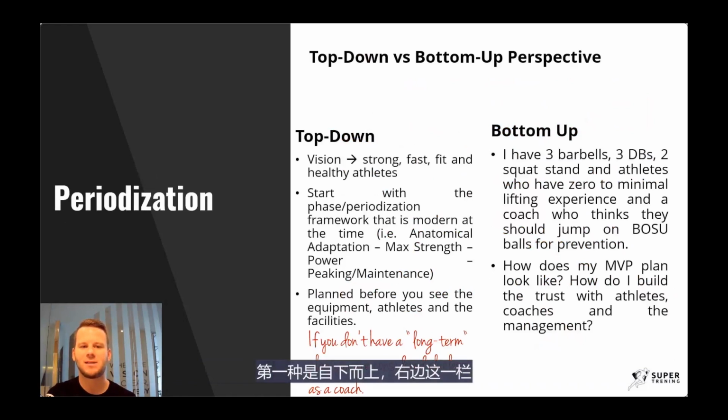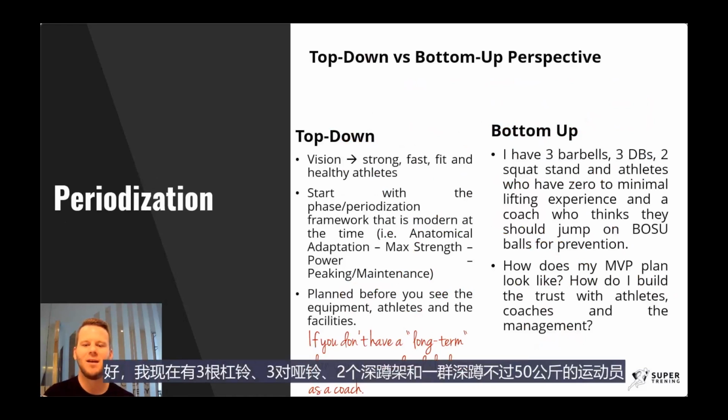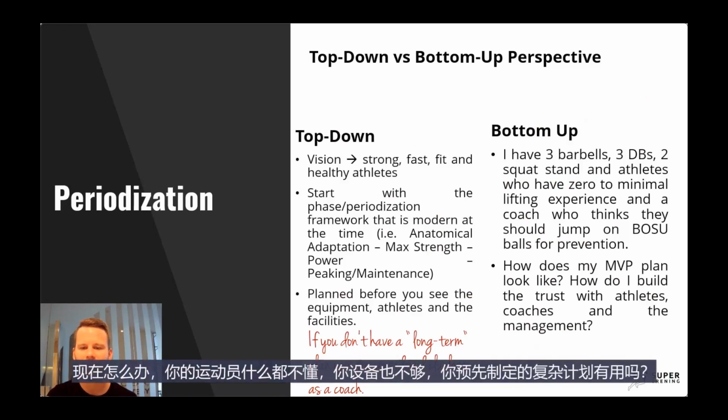The first one is bottom-up. We will start on the right side. I have 3 barbells, 2 dumbbells, 2 Bosu balls, 1 squat stand, and athletes who have never lifted more than 50 kilos in their life. Okay, you made this complex plan.